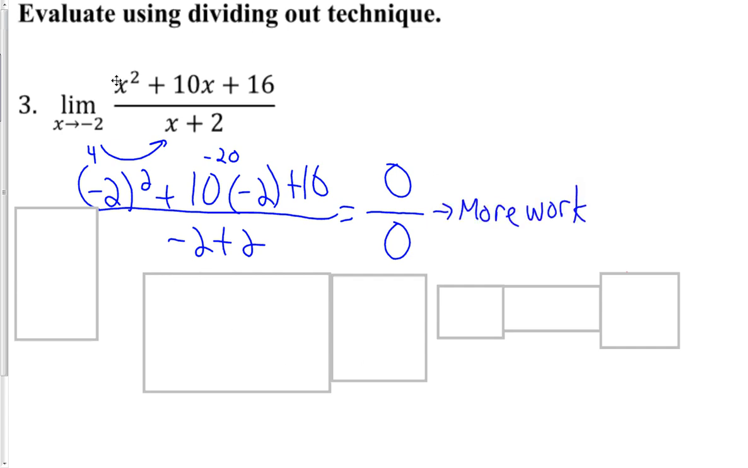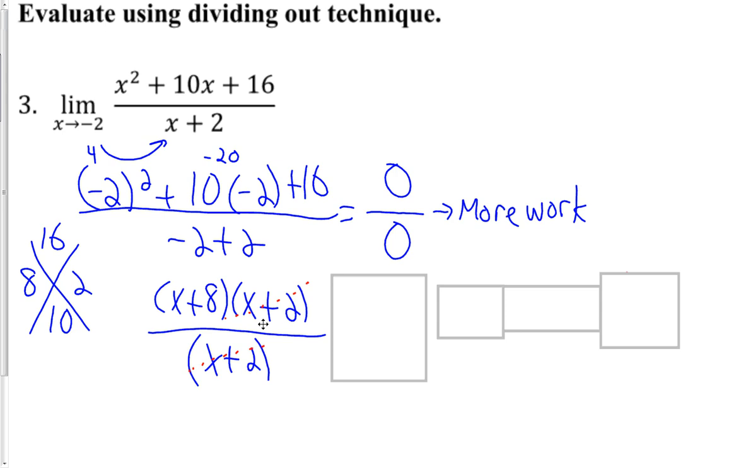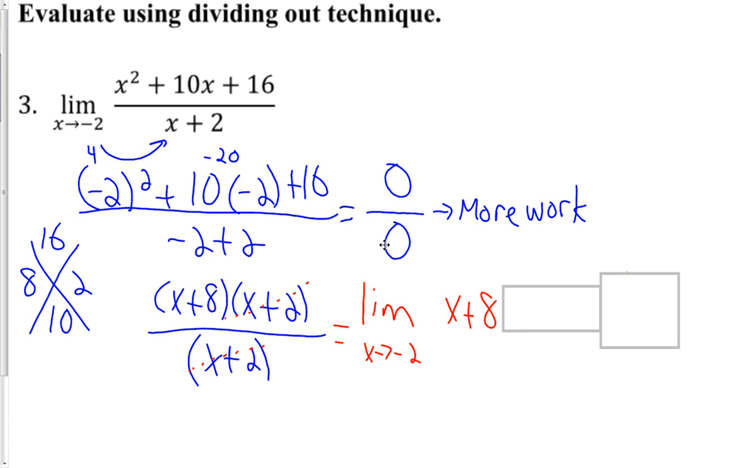Now, factoring the top, we need numbers that multiply to 16 and add to 10, and the two numbers I found are 8 and 2. 8 times 2 is 16, 8 plus 2 is 10, and so the top is going to be x plus 8 times x plus 2, all over x plus 2. And clearly, these will cancel. That's why we got 0 over 0. And now we have x plus 8, and I bring this back.